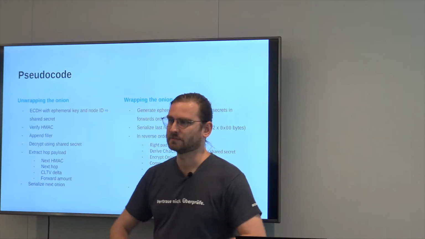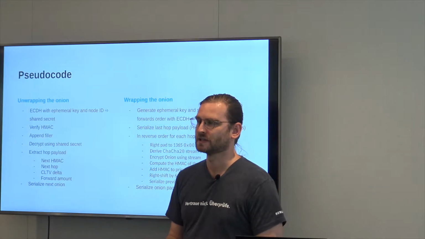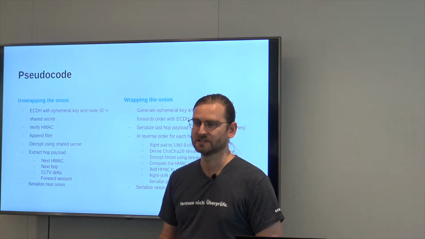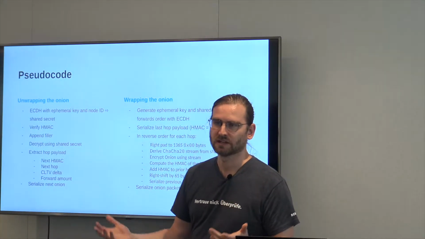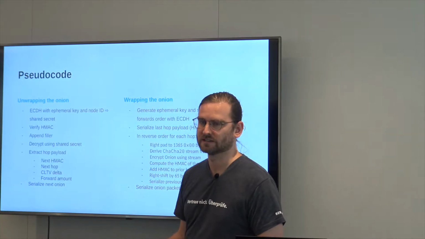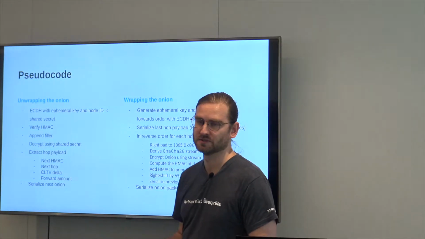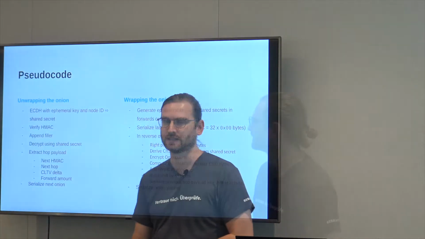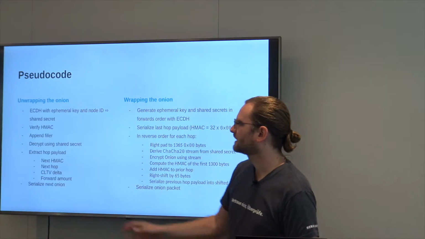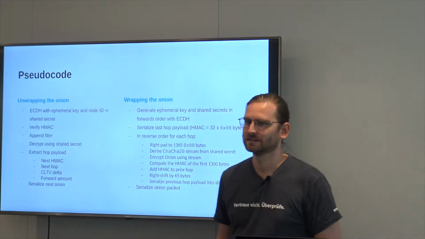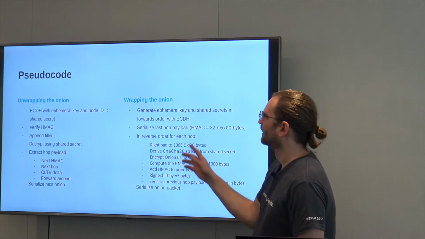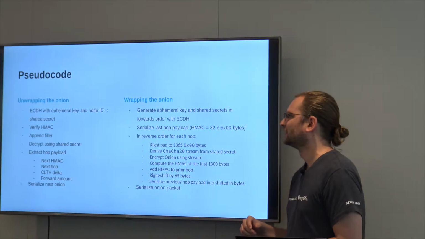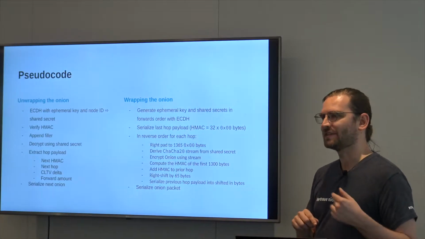We serialize that and basically propose an update add HTLC to the next hop, or we have some error because, well, the channel we were supposed to use wasn't active or something like that. So that's the unwrapping of the onion. This is pretty straightforward because it just goes one direction. Wrapping the onion is a bit more involved because it goes backwards and then forwards again.